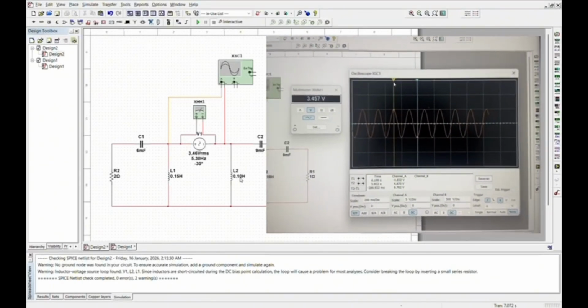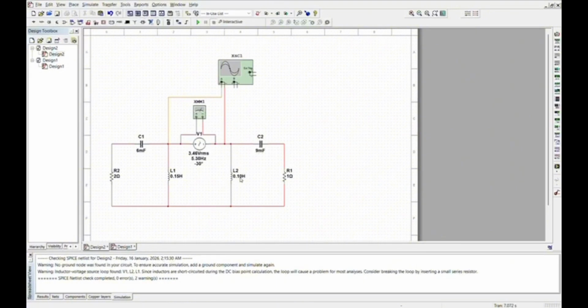In summary, our simulation matches our theory. The high capacitive impedance at low frequency controls the circuit behavior, and our Multisim result confirms our nodal analysis calculations are correct. Thank you.